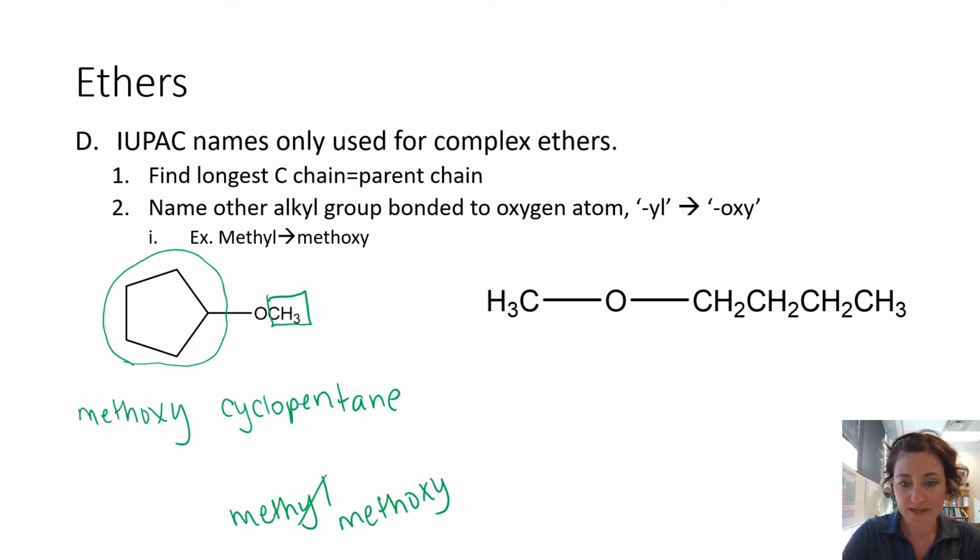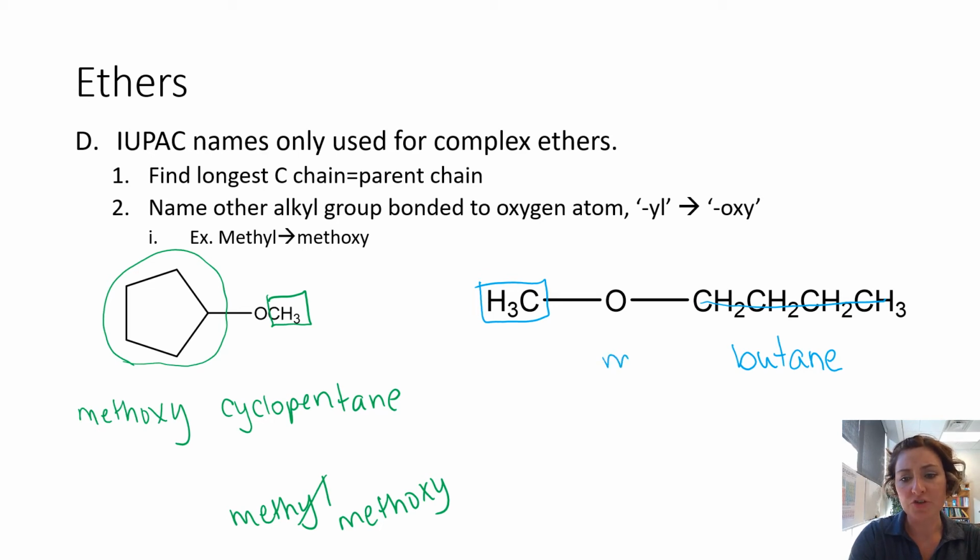All right, for the next problem, I'm going to approach this the exact same way. I am going to try to find the longest parent chain attached to one side of that oxygen. That is obviously going to be 4 carbons, and that is going to be butane. So I'm going to name that as my parent chain. This is butane. The other R group on my oxygen is going to be a methoxy group.